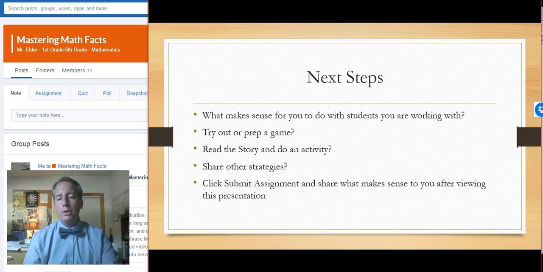What I'm going to do here as I post this video is I'm going to set up an assignment, and all that you need to do in that assignment is post how are you taking what we've looked at today and interpreting it into your practice. So again, are you going to make a game? Are you going to read the story? Are you going to look and investigate some other strategies? If you say to me, I just don't do anything with multiplication, this is just helping me as a parent, that's fine too. I just need to hear from you.